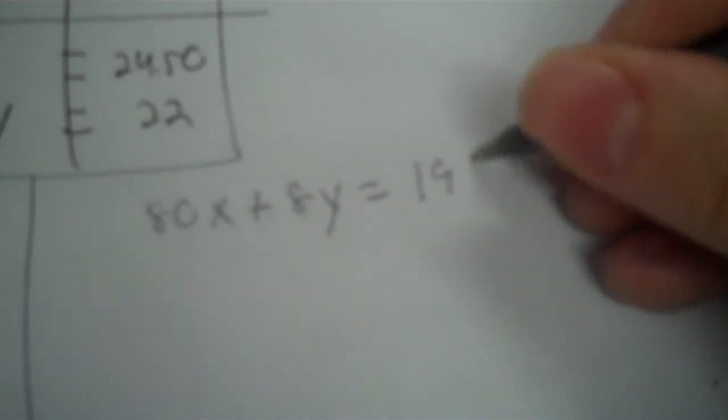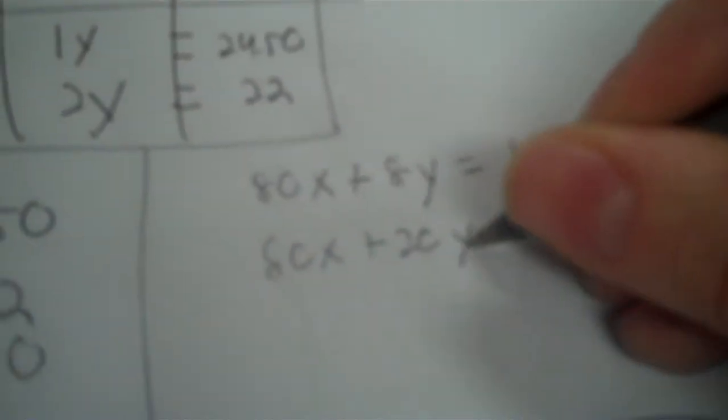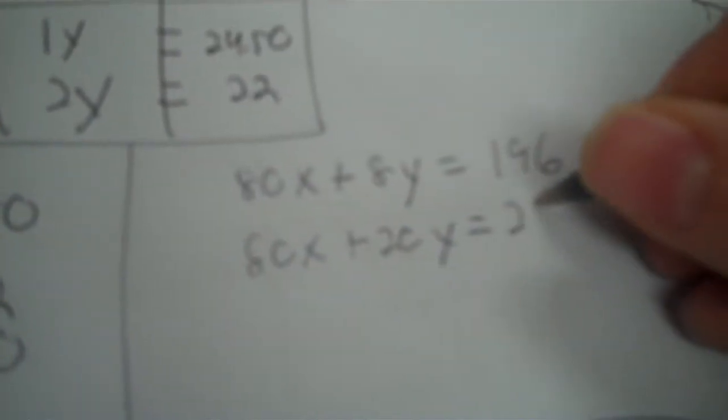Then I times the rest of this by 8 and the rest of this by 10. 8 times 10x is 80x. 8 times 1y is 8y. And then 8 times 24.50 is 196, no decimal. Now the bottom, you're going to get 80x again, and then 20y, and then 22 times 10 is 220.